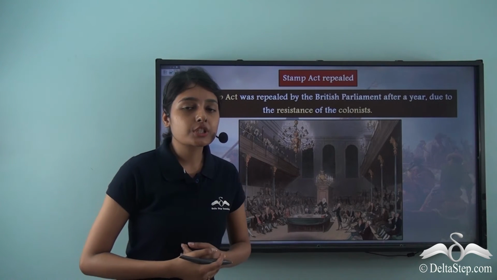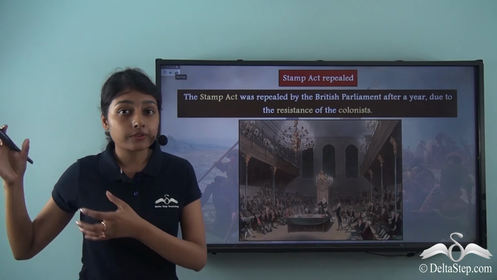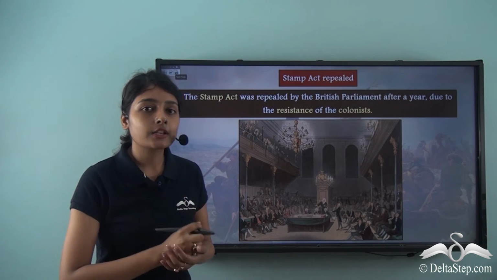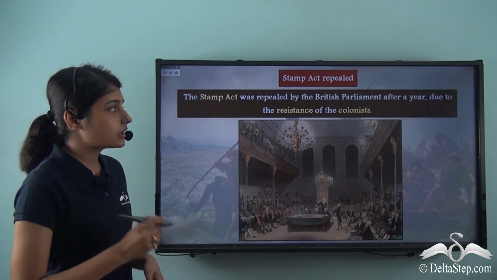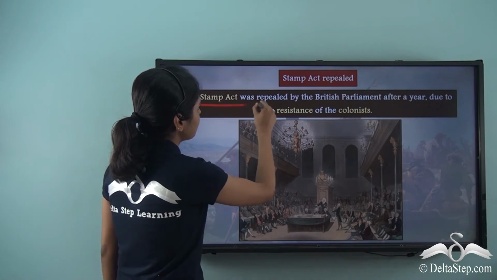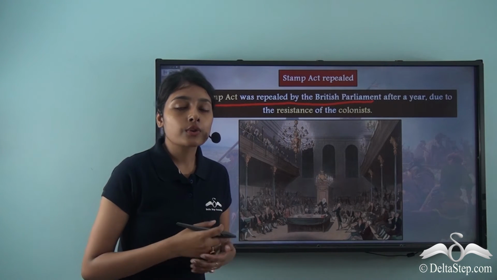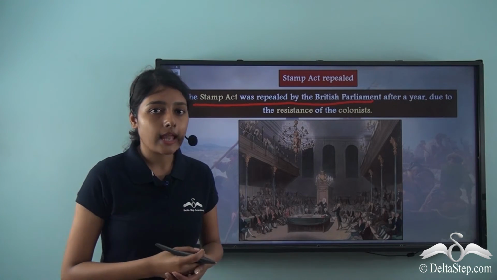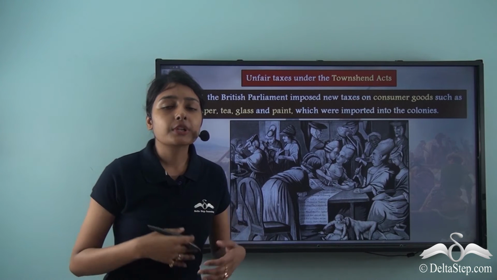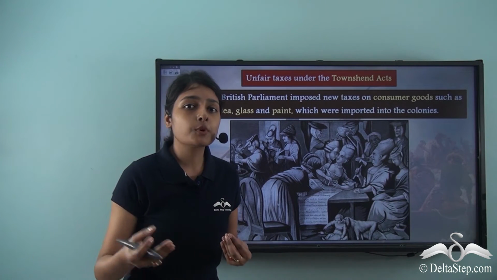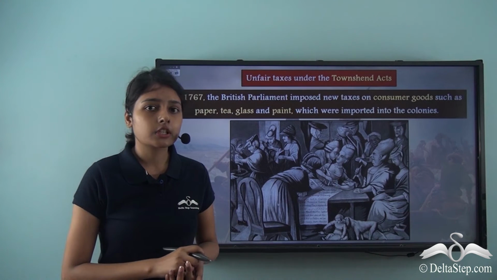Now, do you think the British government finally listened to these protests, listened to the rebellious masses and what they had to say against the imposition of these taxes? Yes. After a year, the Stamp Act was repealed by the British government because huge masses rose in rebellion against this one act. But does that mean the British government put an end to imposing taxes on its colonies? Do you think so? Definitely not.